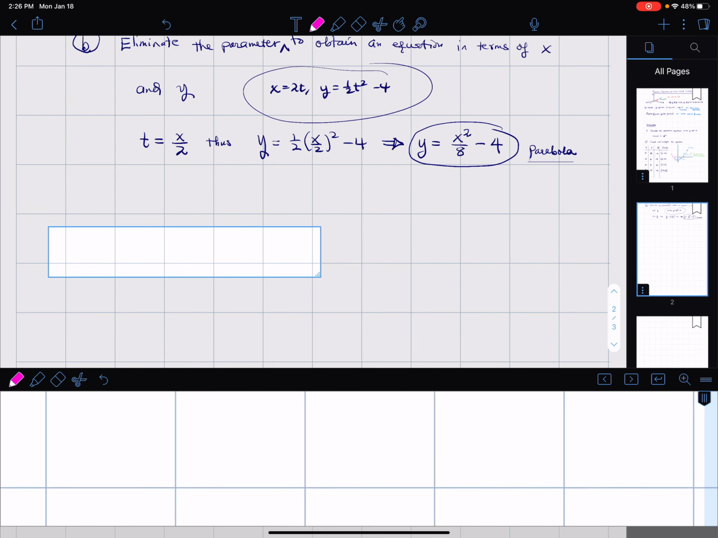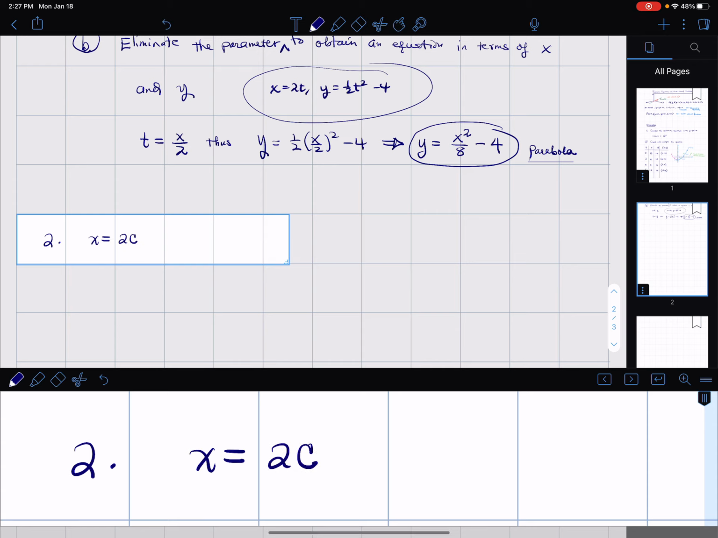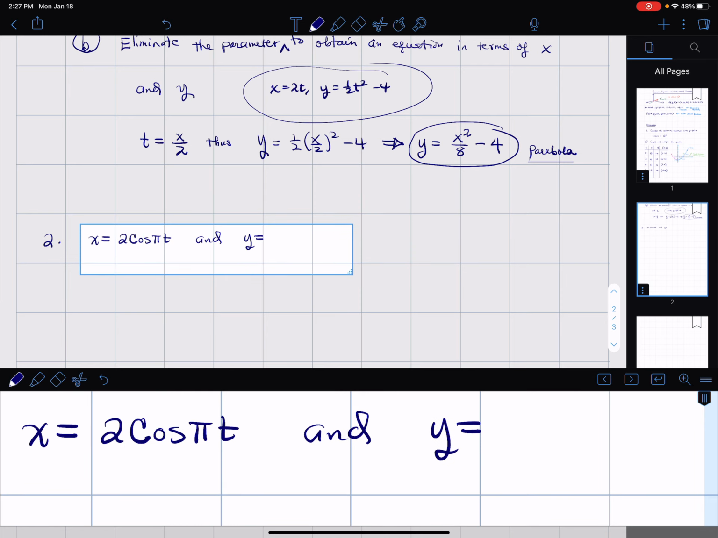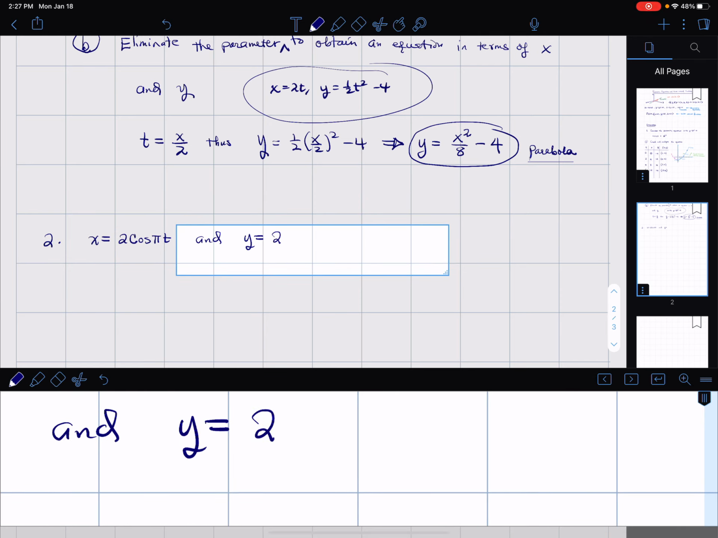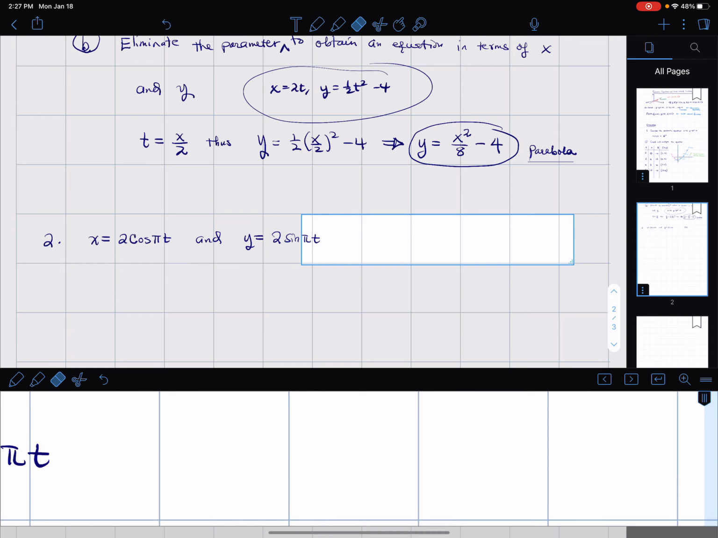Let's look at another equation. Example 2. We have x is 2 cosine pi t and y is 2 sine pi t. So we've talked about cosine and sine being assigned to x and y respectively, and we always end up getting something that's circular.